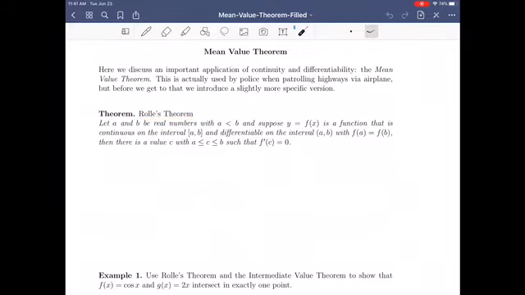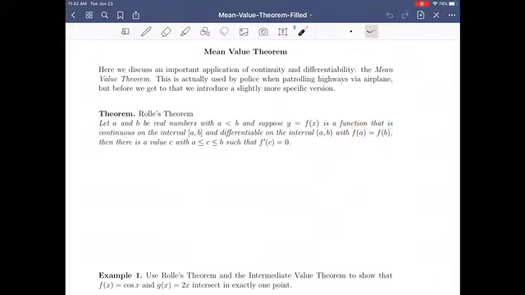What Rolle's theorem says is if a and b are any real numbers, and let's just take a less than b, and you have a function f of x that's continuous on the closed interval from a to b, so that means it's continuous also at a and b, and it's differentiable on the open interval, so it might not be differentiable at a and/or at b, but everywhere in between it's differentiable, and the y values at a and b are the same.